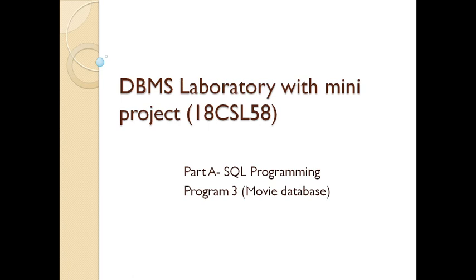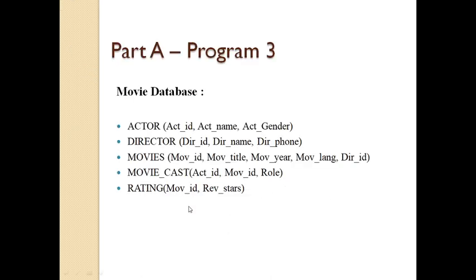Hello everyone. So in this session we'll see program 3, movie database. These are the tables which you have to create under the movie database: actor, director, movies, movie cast and rating. Now if you see here, actor, director and movies are the entity types. Actor can be identified using actor ID, director using director ID and movies using movie ID. And in movies, director ID is the foreign key which refers to the director table.